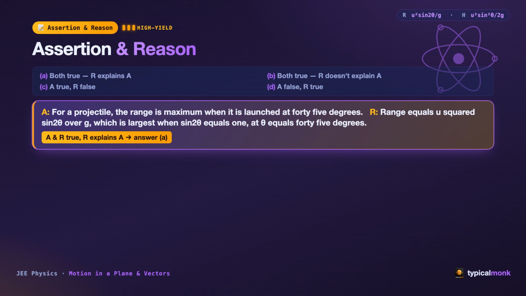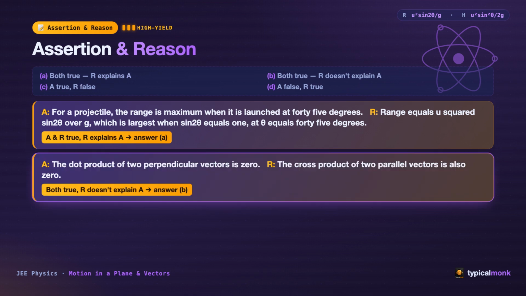First one, assertion: for a projectile, the range is maximum when it is launched at 45 degrees. Reason: range equals u squared sine of 2 theta over g, which is largest when sine of 2 theta equals 1, at theta equal to 45 degrees. Both true, and the reason explains the assertion perfectly. Option A.